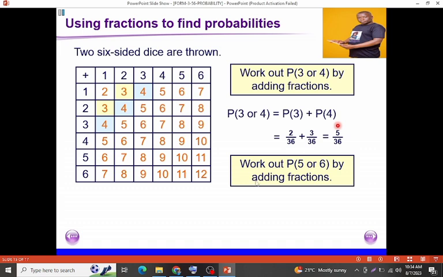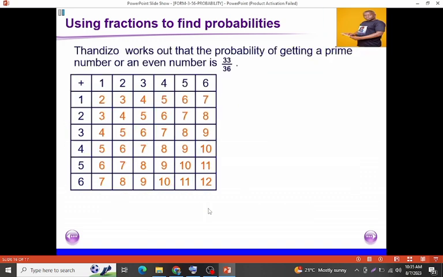Can you proceed to work out the probability that it is 5 or 6 by adding fractions? You have a situation like this one. Okay, so that's very important. When you have two outcomes, and the probability is that it is either one of them or the other, just add the probabilities of the individual outcomes.